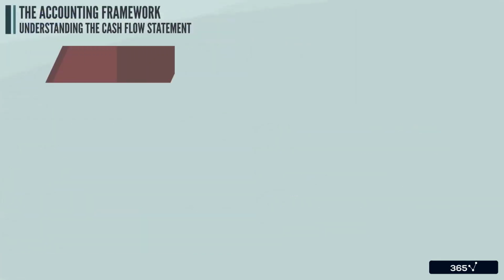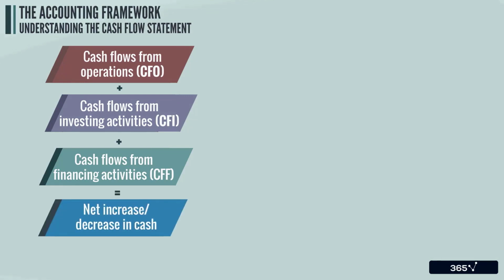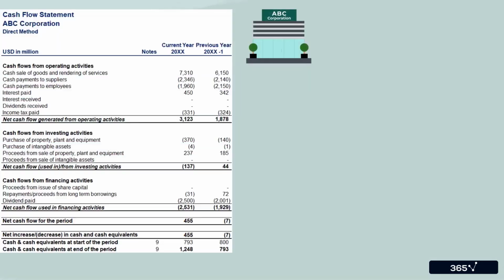Great. Logically, the sum of cash flows from operating, investing, and financing activities gives us the company's net increase or decrease in cash. This is the total cash generated, given with a plus sign, or used, when it is negative, during the year. Looking at ABC Corporation, we see that it has generated $3,123 million from operating activities, whilst using $137 million and $2,531 million in investing and financing activities, respectively. This results in a net increase in cash flows of $455 million during the currently reported year.